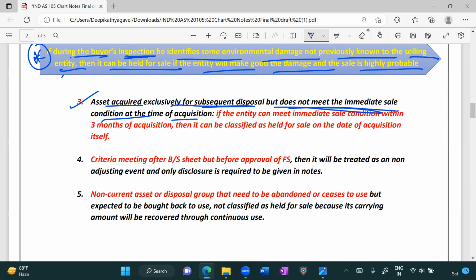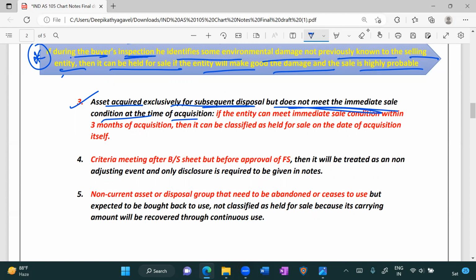The immediate sale condition was not satisfied. Let's say it is going to take 3 months. Some renovation or some work needs to be done on that, and that's going to take 3 months. Now, under which standard will you classify this? Will it come under 16, or under 40, or will it be classified under 105?